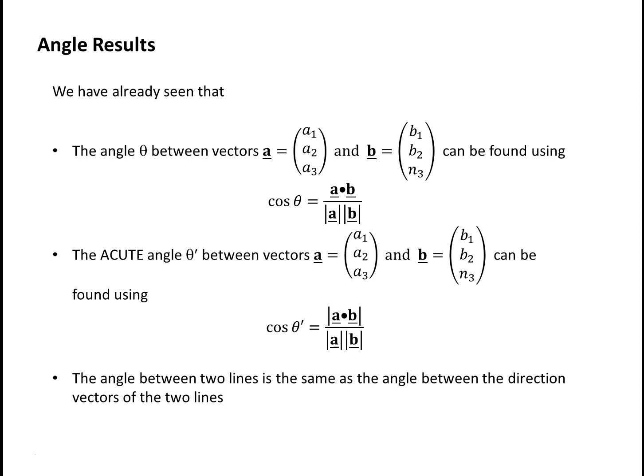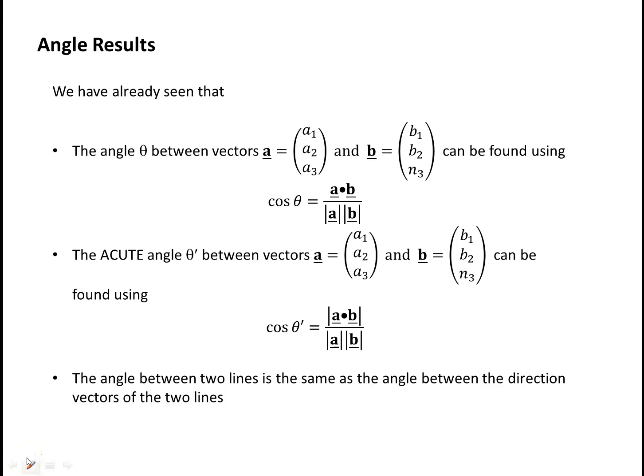If we want to ensure that we find the acute angle between the two vectors, then the formula needs to be modified slightly. To make sure we get an acute angle, the cos of the angle is the modulus of the scalar product a dot b divided by the length of A times by the length of B. And we've also already seen that the angle between two lines is the same thing as the angle between the direction vectors of the two lines.